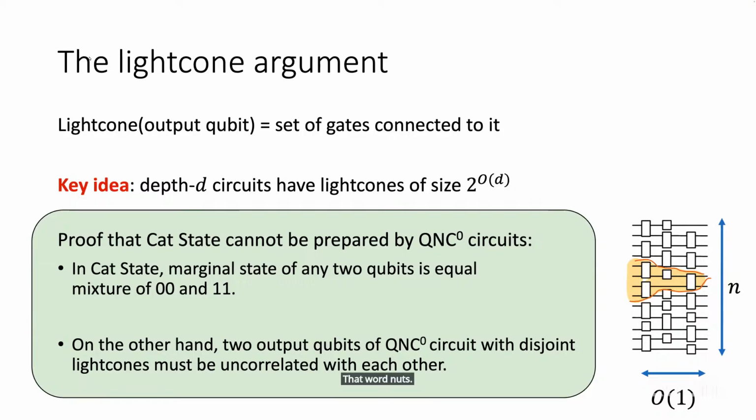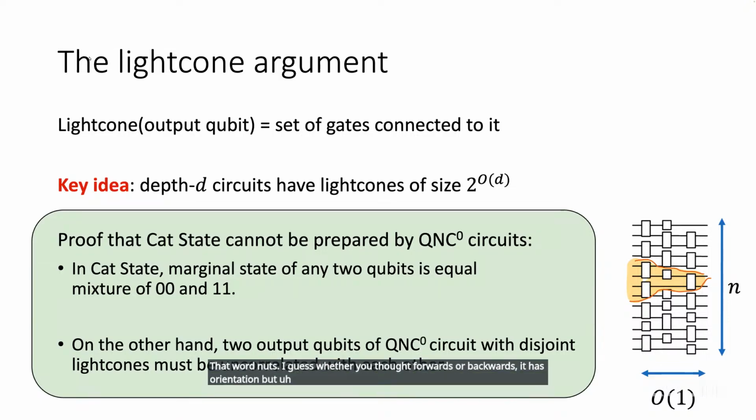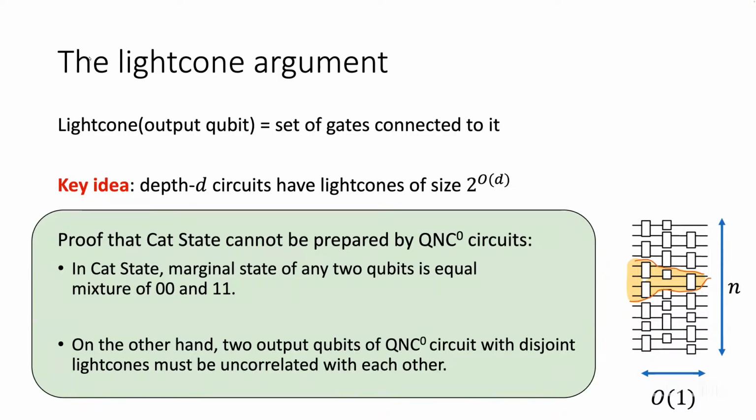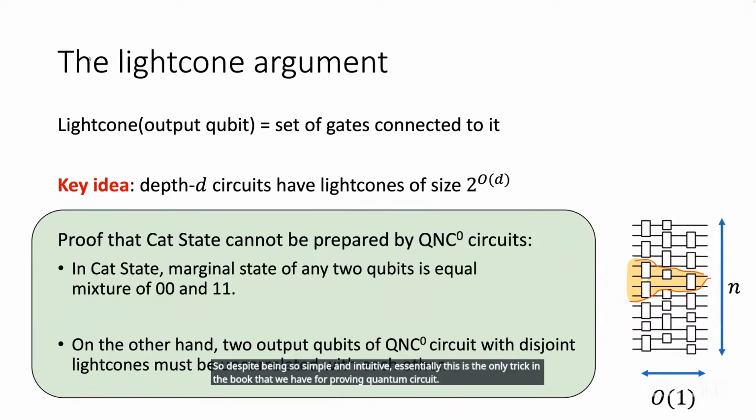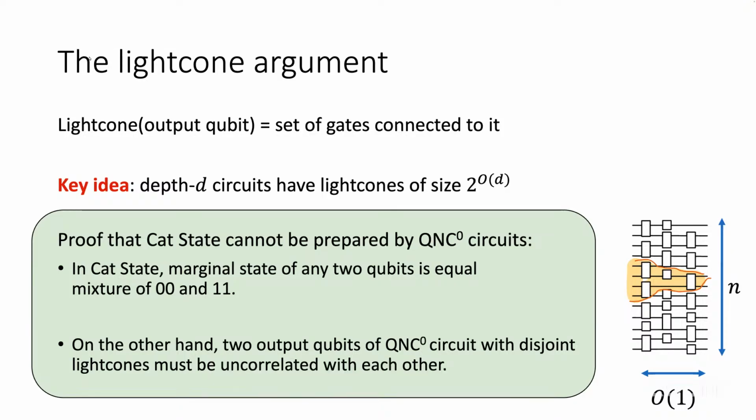I guess whether you call it forwards or backwards depends on orientation, but yeah, you can also talk about light cones of the input. Any questions about the light cone argument? It's pretty intuitive and very simple. Despite being so simple and intuitive, essentially this is the only trick in the book that we have for proving quantum circuit lower bounds. It's simple, but people have been able to get a lot of mileage out of it.